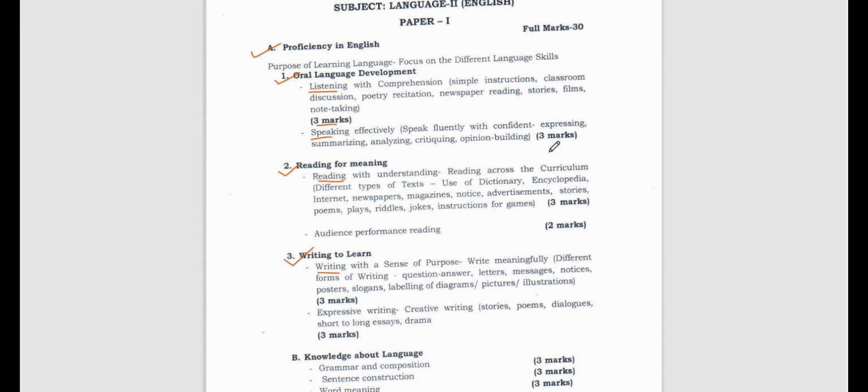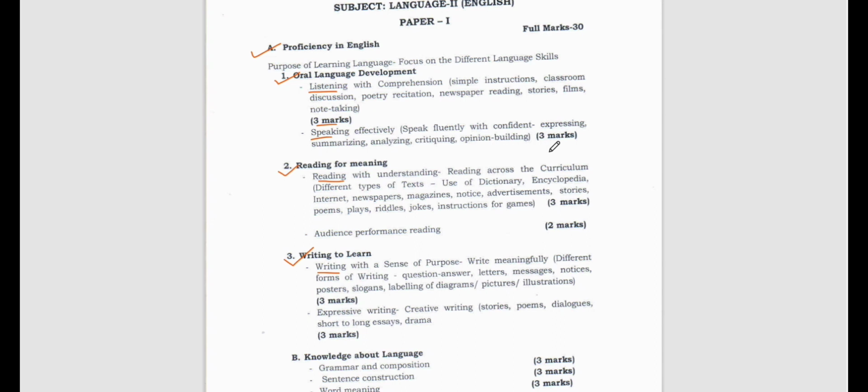All right, let's see the next skill, that is reading for meaning. Now we are done with the listening one, with the speaking one. Now we are going forward to reading skills. So reading with understanding, reading across the curriculum, different types of texts, use of dictionary, encyclopedia, internet, newspapers, magazines, notices, advertisements, stories, poems, plays, riddles, jokes, instructions for games. So what are these? These are all the tools which will enhance the students' reading skills, right?